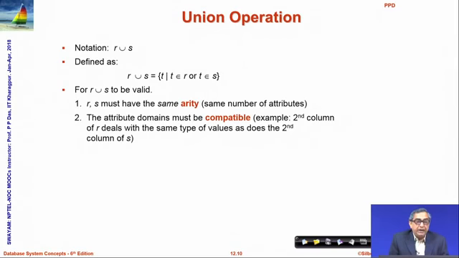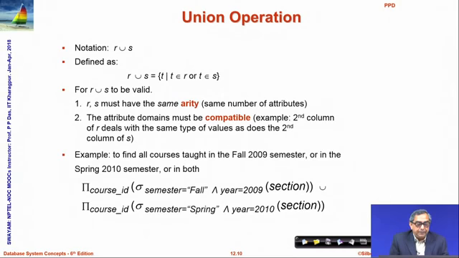The condition is, you can take union if both these relations have the same arity, and every corresponding attribute must have compatible domains. So, if I talk about the second column of R and the second column of S, they must be of the same type, and this must hold for all columns of R as well as S. Otherwise, this operation is not defined.